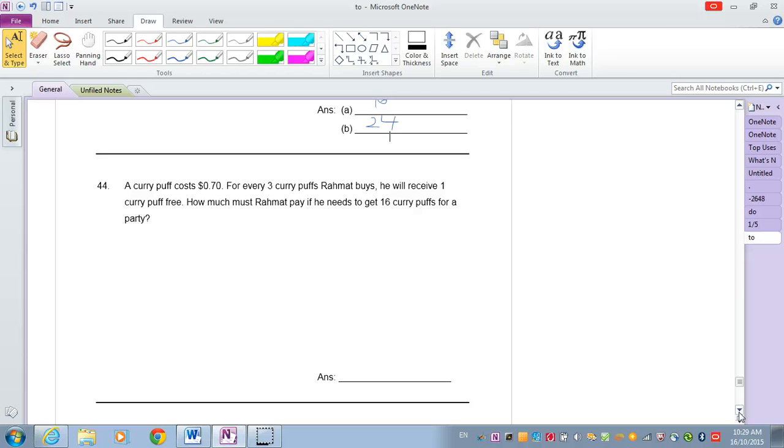Okay, a curry puff costs 70 cents. For every 3 curry puff Ramat buys, he will get 1 free. How much must Ramat pay if he needs to get 16 curry puff for a party? Okay, now let's look. So for every 3 curry puff he buys, he will get 1 free, so altogether he will get 4 curry puff.